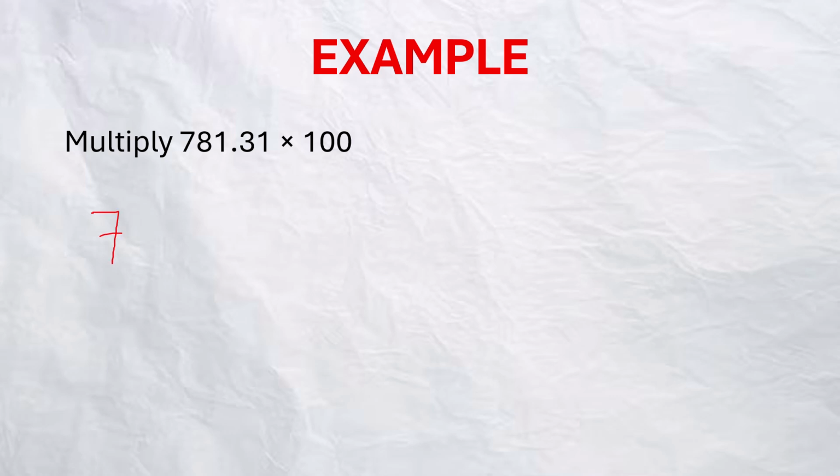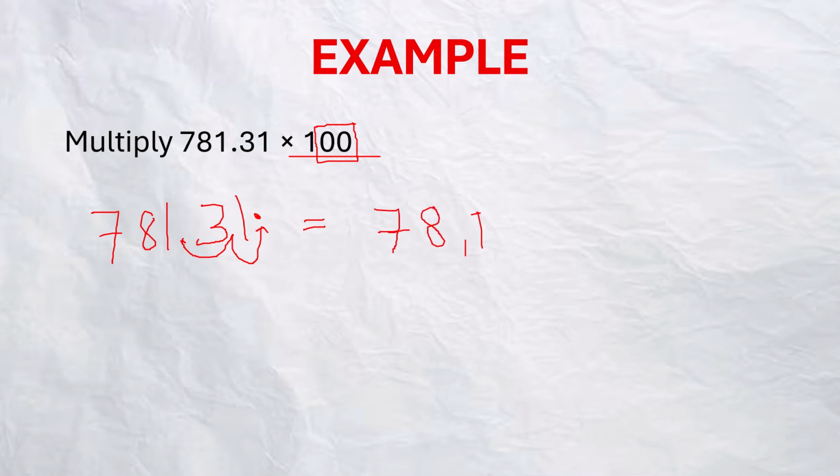Next, multiply 781.31 by 100. To do the mental multiplication, again, we have two zeros in 100. So simply move this decimal point to the right two times. So 1, 2. So we put here our decimal point. So the answer now is 78,131.